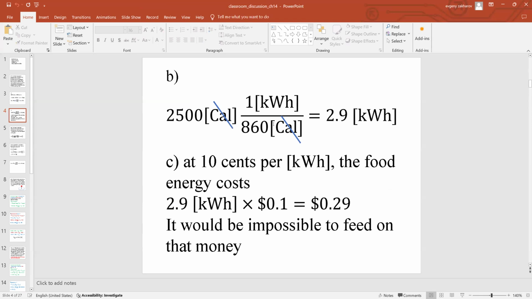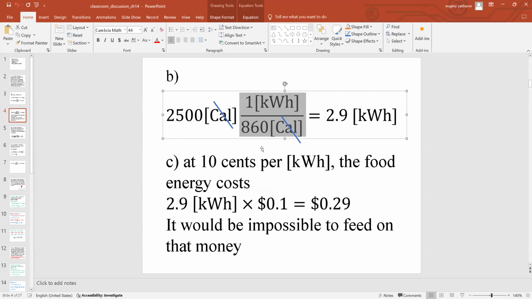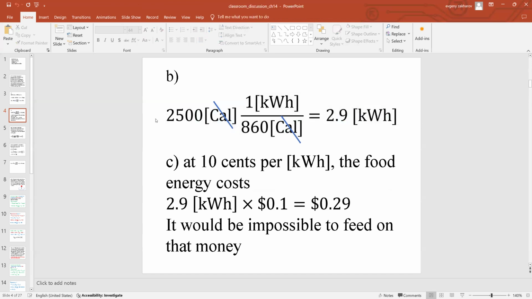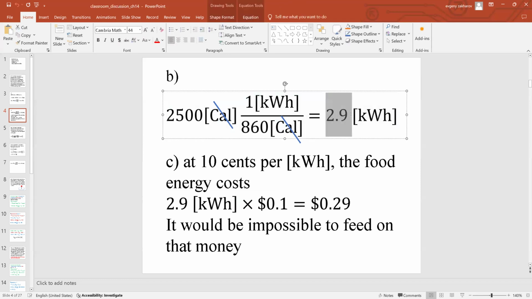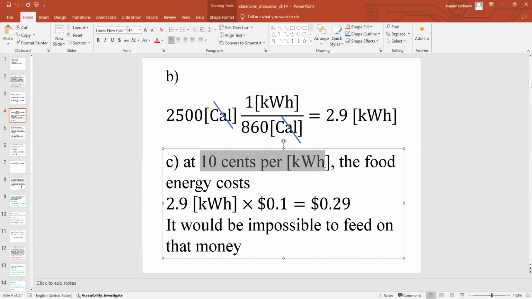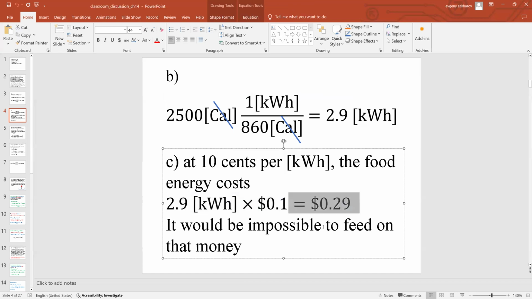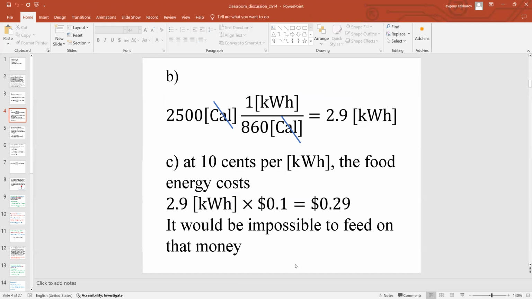The ratio between kilowatt hour and kilocalorie is also here for your reference in case you ever wonder how you convert one to the other. You can see that those kilocalories canceled and you're left with those kilowatt hours. That's only about 3 kilowatt hours, and at 10 cents per kilowatt hour, your food would only be 3 times 10 cents, so about 30 cents. And of course, you can't feed yourself on that amount of money, especially with current inflation prices.